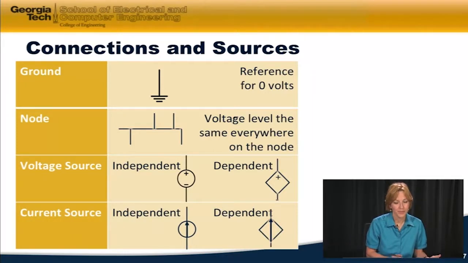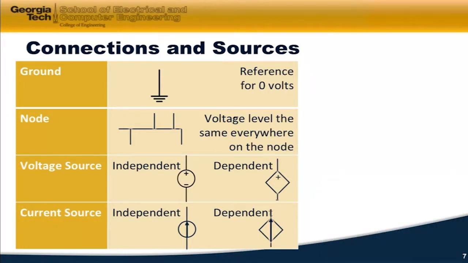A node is anything that has the same potential, that's connected electrically together. So every point on here is the same node. Now, I might have different current going through these branches leaving this node, but the voltage everywhere on this node is the same with respect to ground.